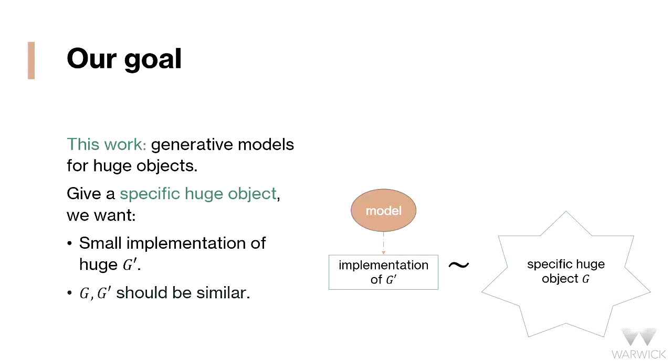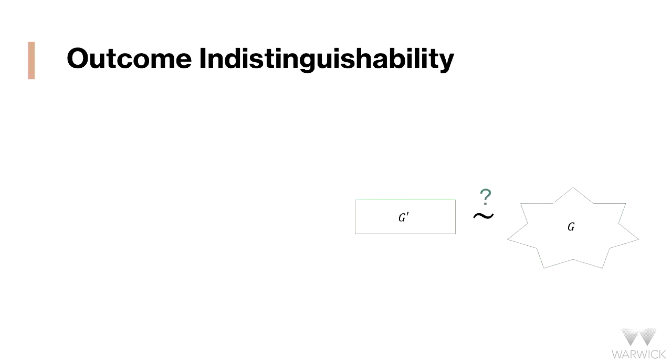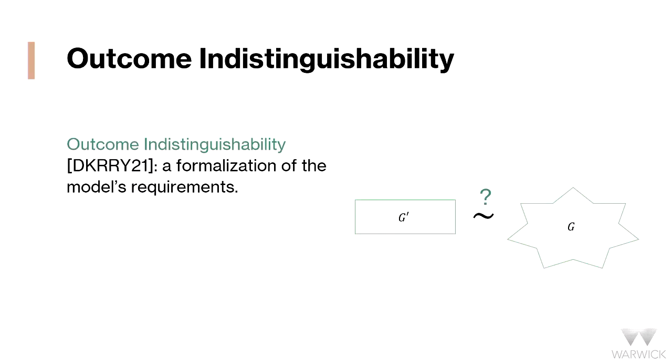So what do I mean by being similar? In generative models, sometimes there are specific properties that we want to keep, maybe the degrees, maybe the edges across a cut, if this is a graph. But in order to talk about it in a formal way, in this work, we're using the language of outcome indistinguishability. This was a formalization from the fairness literature, from the work of Dwork, Kim, Reingold, Rothblum, and Yona.